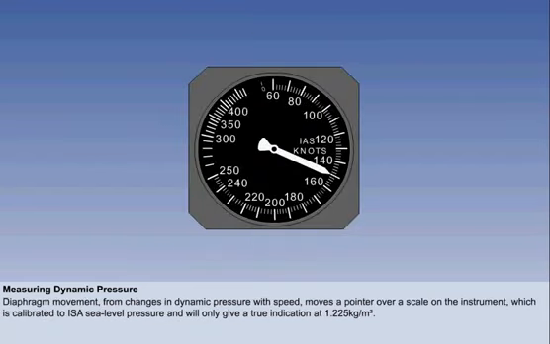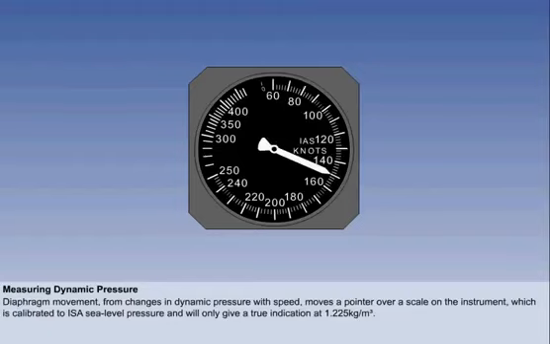Movement of the diaphragm moves a pointer over a scale, so that the changes in dynamic pressure caused by changes in airspeed can be observed by the flight crew. But the instrument is calibrated to ISA sea level density, so will only give a true indication of airspeed when the density is 1.225 kilos per cubic meter.